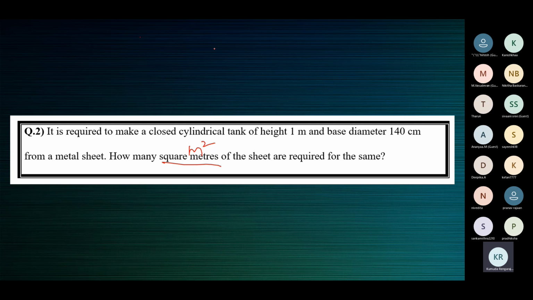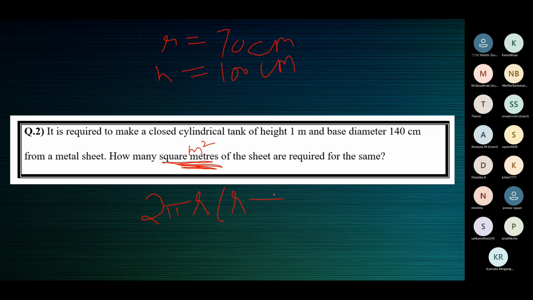So we need to find 2 pi R into R plus H, because we have to find the total surface area. How many meters square? Here the total surface area is not given. We have to find it. We are given that the radius is equal to 70 centimeters and the height is equal to 100 centimeters. So using these two values and the formula 2 pi R into R plus H, you need to substitute these values in this formula and find the total surface area.